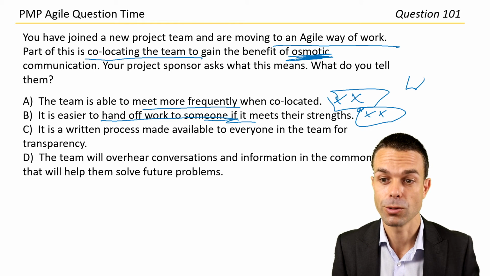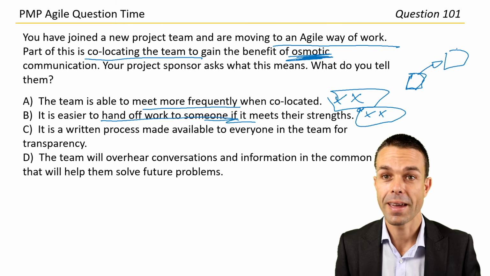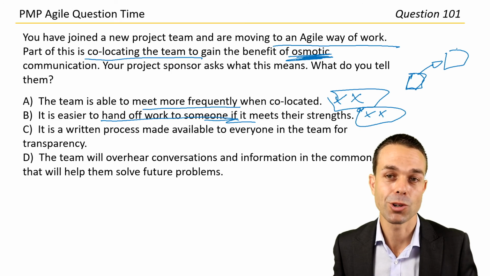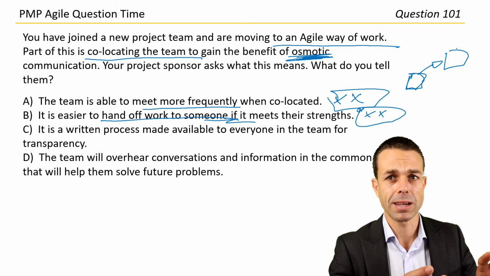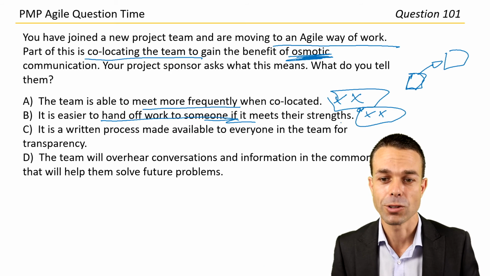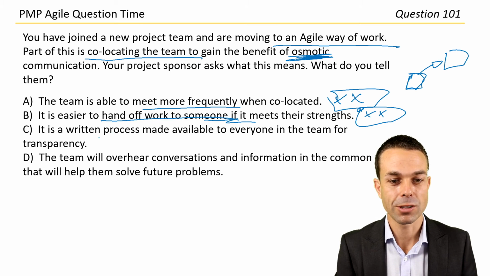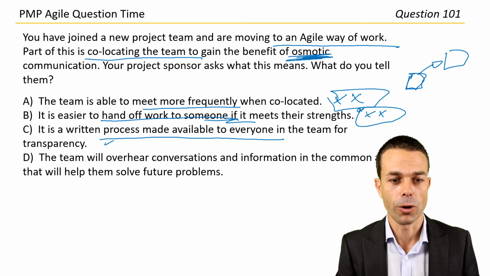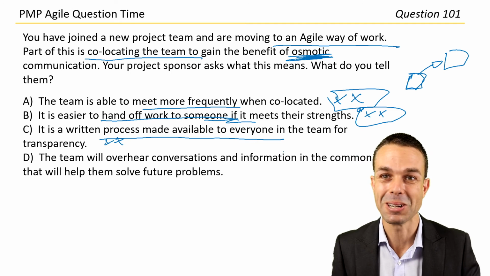So we want something to stay with someone, because as soon as we hand it off to someone else, they have to take time to get up to speed on it. Multitasking has been shown to actually reduce the efficiency because we're having to get up to speed on each new section that we're multitasking on. So anyway, that's a bit of information behind that one. It's a written process made available to everyone in the team for transparency. No. Again, we want interactions over processes as part of Agile, don't we?